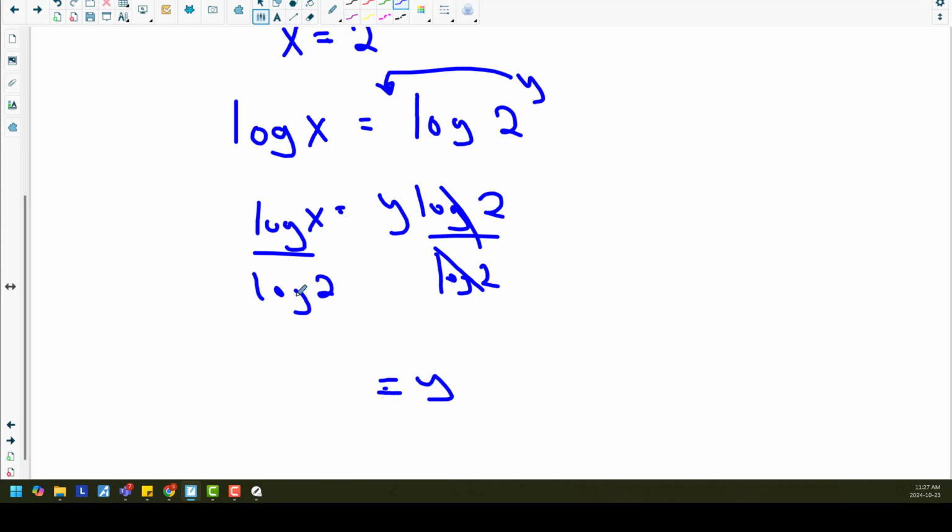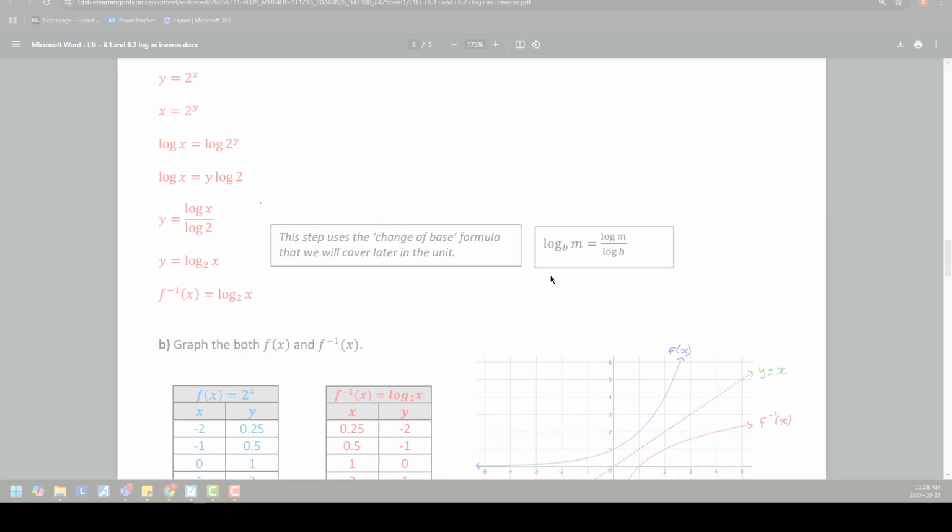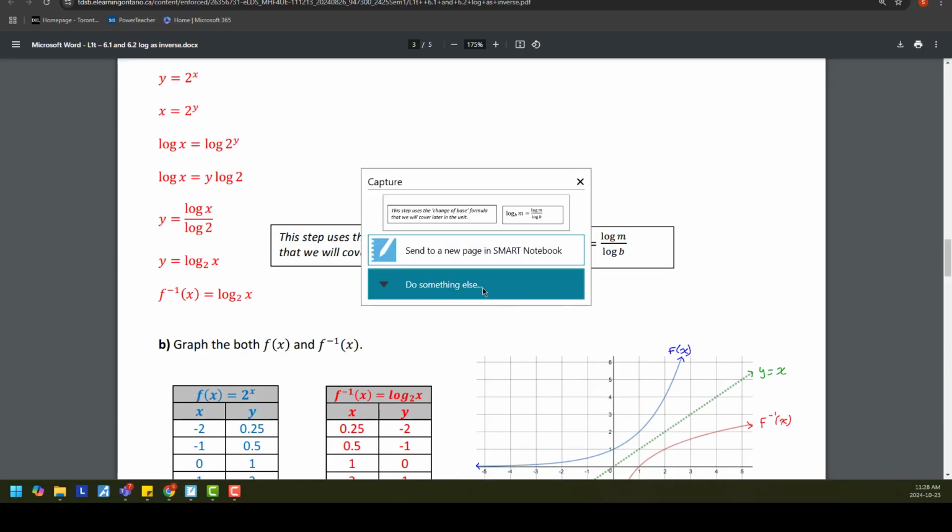log x over log 2. Now, you're going to learn, when we get to this unit in more detail, the change of base formula. But something that you just, basic stuff is this step here.